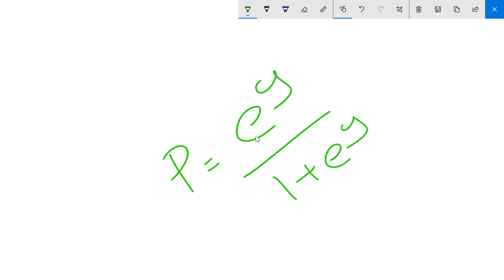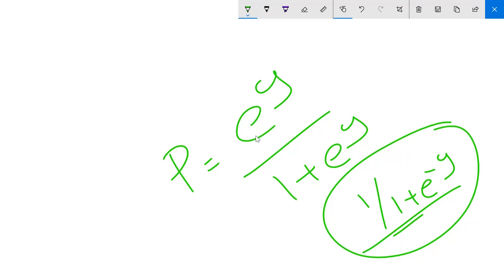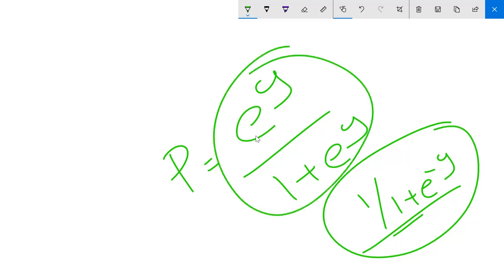Some books write it as 1 by 1 plus e raised to minus y. You can just cross verify, because when you substitute e raised to y equal to 1 by e raised to minus y, you will get the same equation. This equation and this equation are the same. e raised to y by 1 plus e raised to y is the same as 1 by 1 plus e raised to minus y. Instead of putting this equation, some are putting this equation. Both are the same.